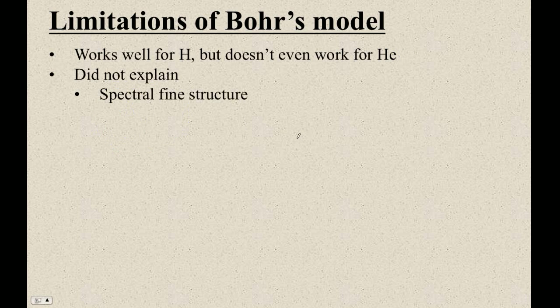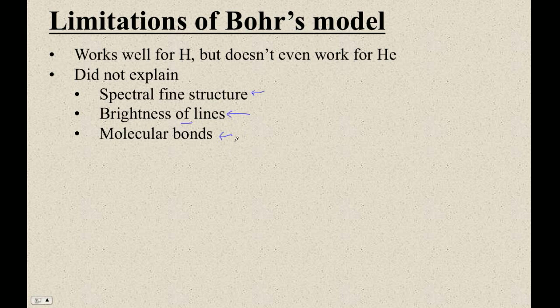Okay, it didn't explain that what looks like one line actually is a couple of lines, right? And this is, of course, spin up, spin down, and all these other quantum numbers. It didn't explain why some lines were brighter than other lines, right? There was a probability piece there, that certain transitions were more probable than others, right? Molecular bonds, well, no, we weren't quite there. In fact, we're not there yet.